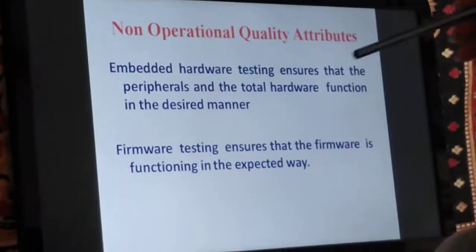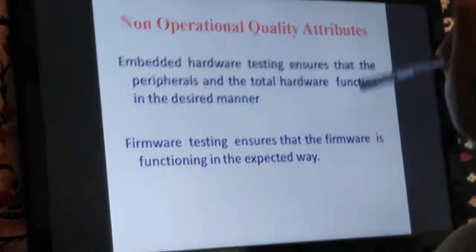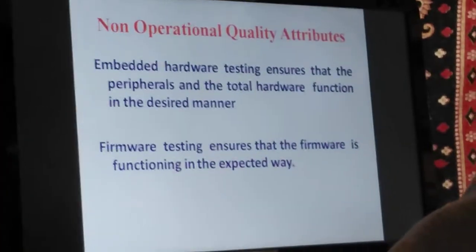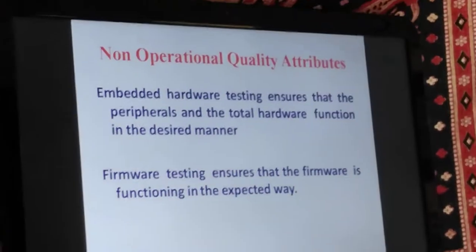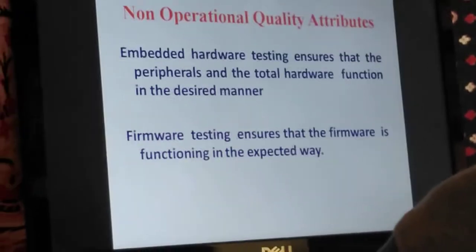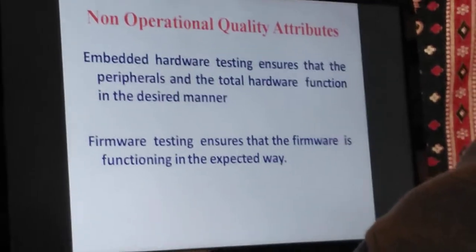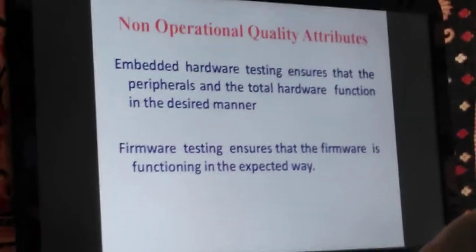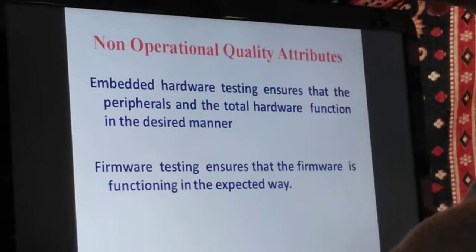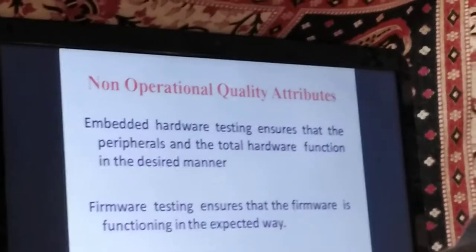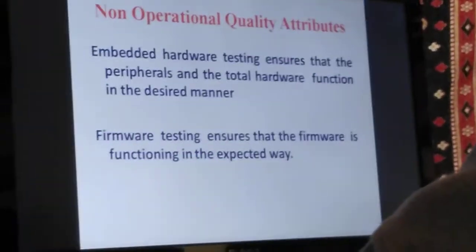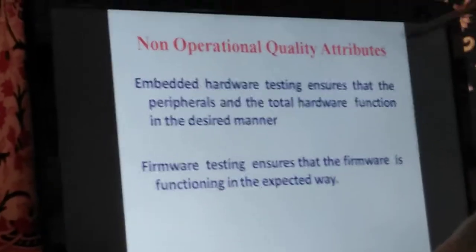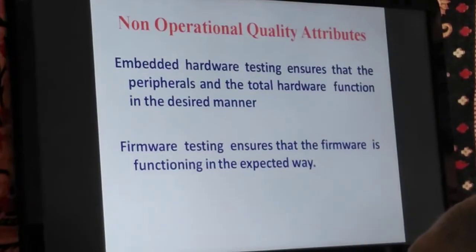Embedded hardware testing ensures that the peripherals and total hardware function in the designed manner. Initially, when you write software, you can simulate it, and once simulation is working fine, you can transfer that program to the memories of the processors. You can connect all the sensors and assemble that embedded part in the main system. If it is a vehicle, if it is an electronic control unit, assemble it in the vehicle, then test it again. So several stages of testing exist.